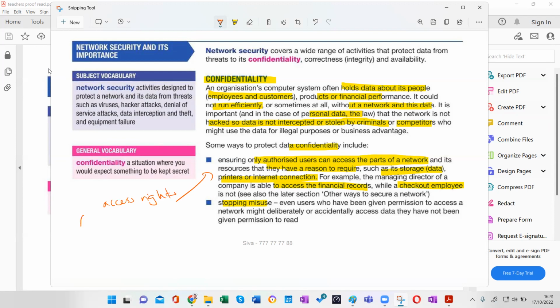What are access rights? They include read permission, write permission, and execute.